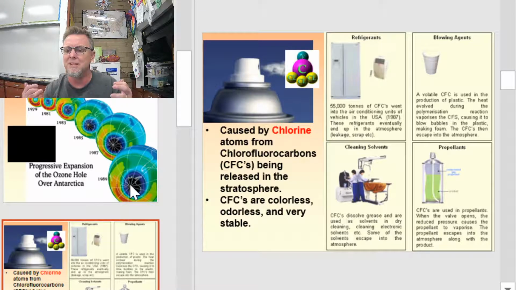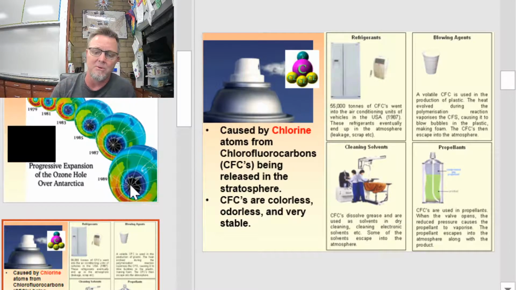It was used in blowing agents to make styrofoam cups, cleaning solvents, all kinds of different things. Chlorofluorocarbons were used for many things because they were stable and considered safe, right? CFCs are colorless, odorless, and so stable that once they're released into the atmosphere, good luck getting them out.